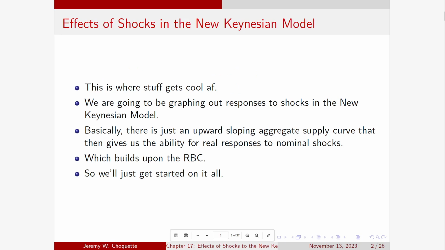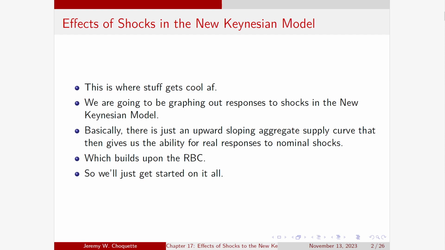So what we're going to be doing today is we're going to graph out responses to shocks in the new Keynesian model. So the idea behind it isn't that different from the real business cycle model. Like I said, there's just this upward sloping short run aggregate supply curve that will give us the possibility for real responses to nominal shocks.